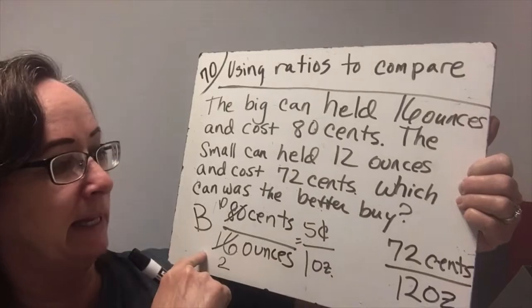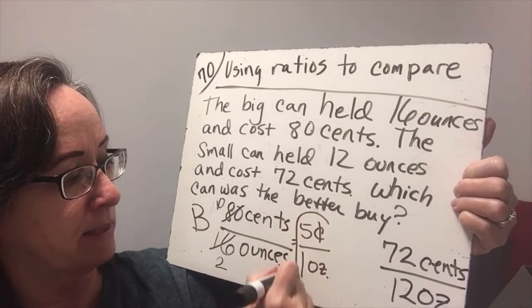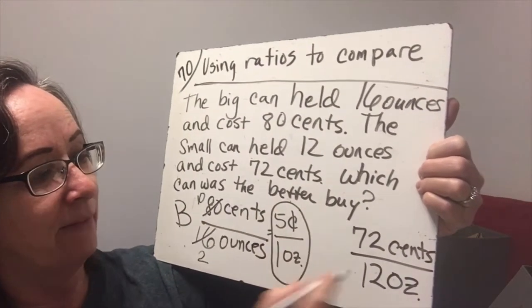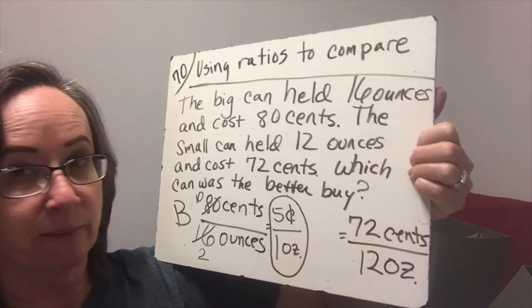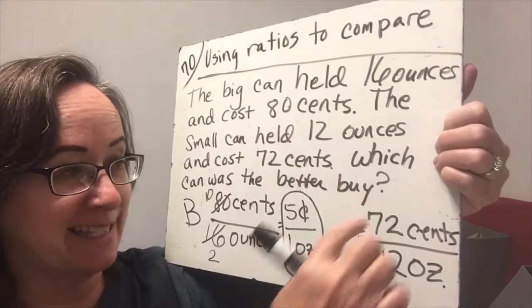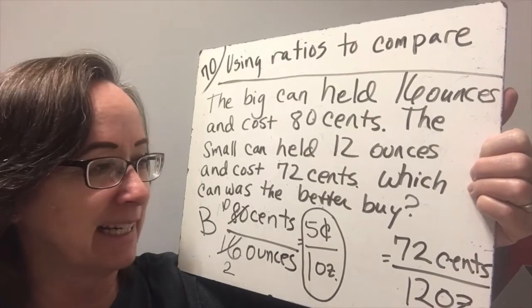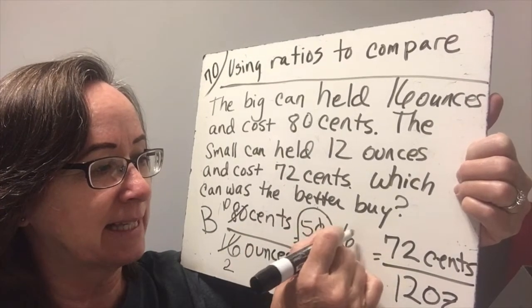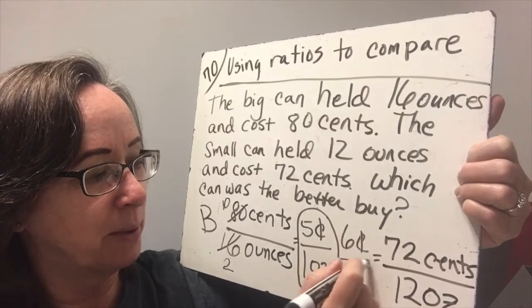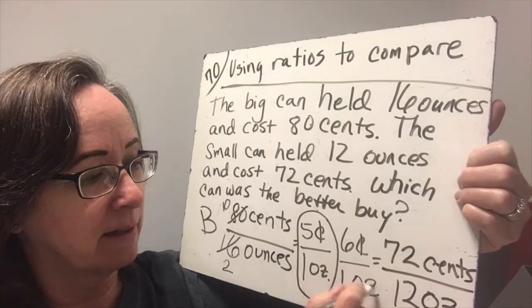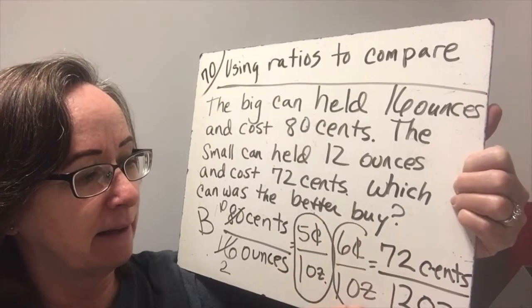Okay, so that's the big can. It simplifies to this one. And then we'll make this one go this way. Do you know what 72 divided by 12 is? That's exactly 6, isn't it? So we have 6 cents per 1 ounce on the small can.